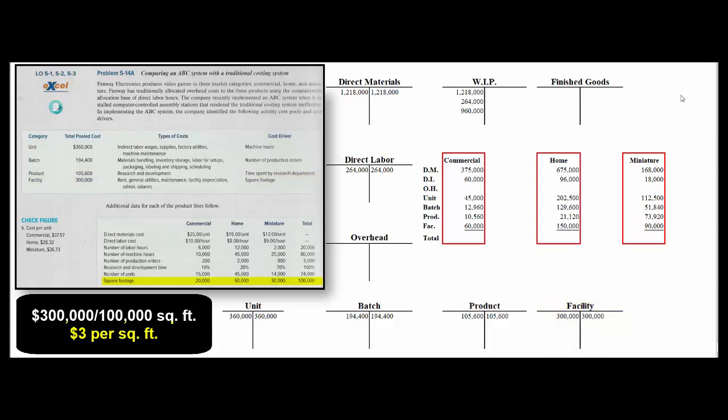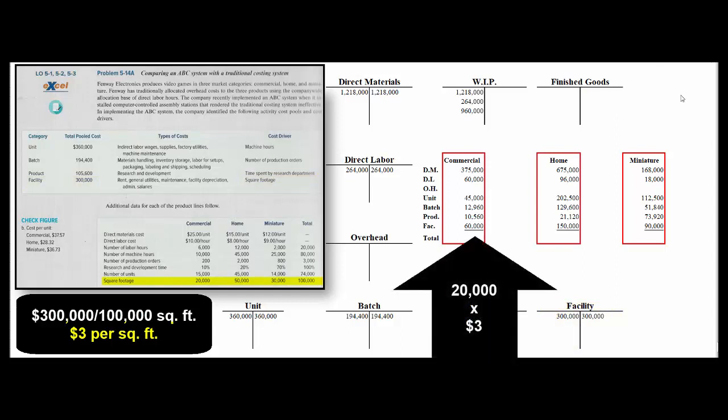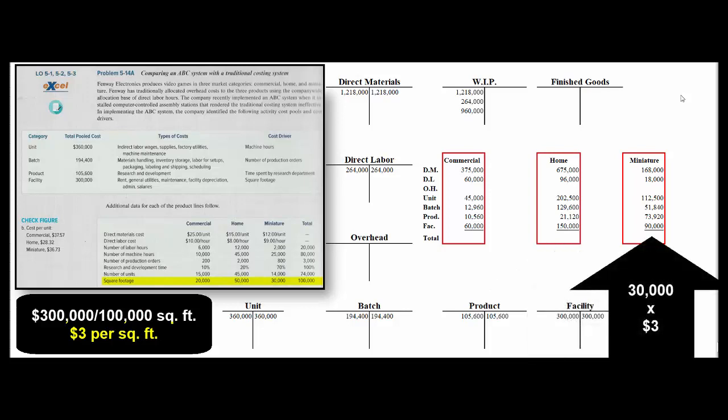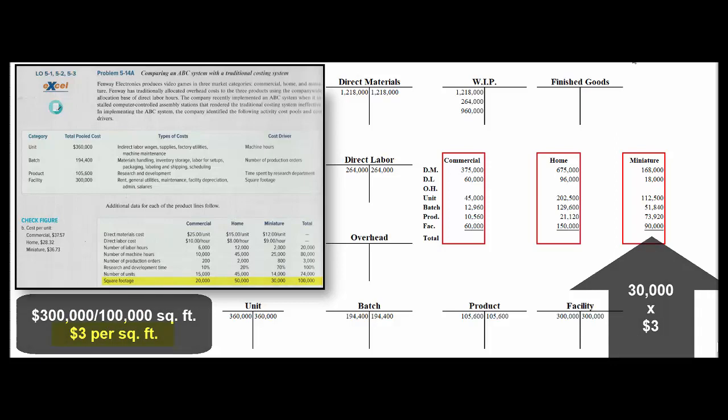Since the commercial product takes up 20,000 of the 100,000, 20% of that $300,000 in cost gets allocated to commercial. The home product takes up 50% of the factory, so that's 50% of the 300,000 that goes to the home product. And the miniature takes up 30,000 square feet, or 30% of the factory, so 30% of that 300,000 gets allocated to the miniature.